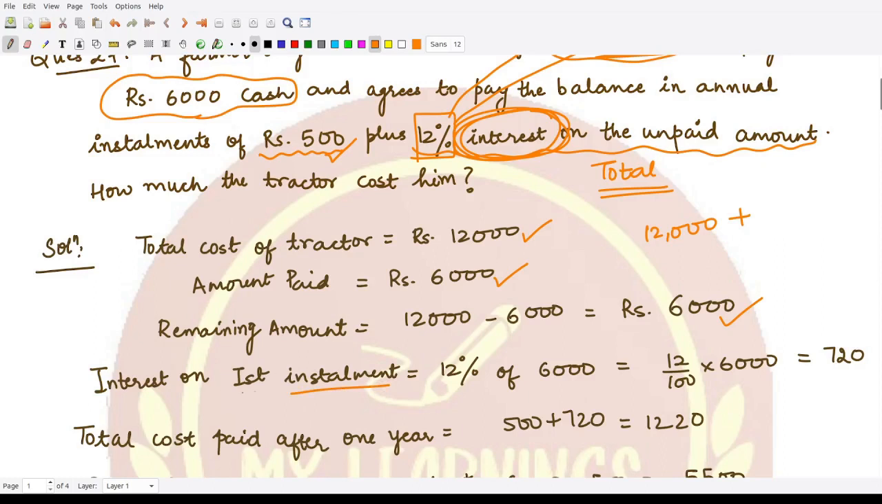In the first installment he would pay 12% of 6,000, which is the unpaid amount, correct? That comes out to be 720. Therefore after the first year he will pay 500 rupees and the interest amount, which is 720, which is 1,220 rupees, correct? So he'll pay this much after the first year.